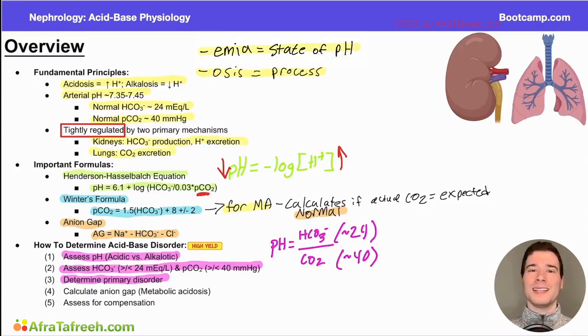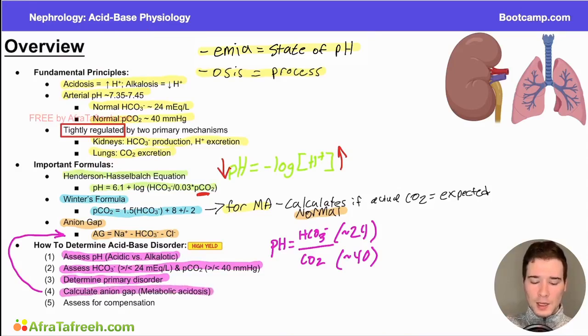Step 4 is to assess the anion gap if it's a metabolic acidosis. I think because there are so many causes of metabolic acidosis, it's the one that's most commonly tested for you all. So be on the lookout for that. And we know that if we determine it's a metabolic acidosis, we can calculate the anion gap using the equation that we talked about above, which is the sodium minus the bicarb minus the chloride. So step 4 is to calculate the anion gap.